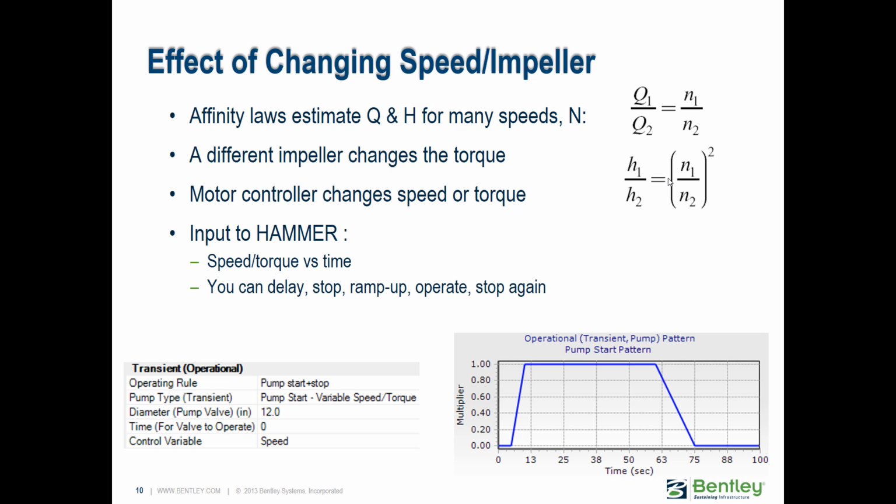But you have to choose between speed or torque, and you can see the control variable is set to speed. So when we're saying speed, that pattern is directly controlling the speed. So you might be tempted to just have that pattern instantly go up to 1.0, meaning zero speed to full speed. But that's not really what happens. It takes some time for that pump impeller to spin up.